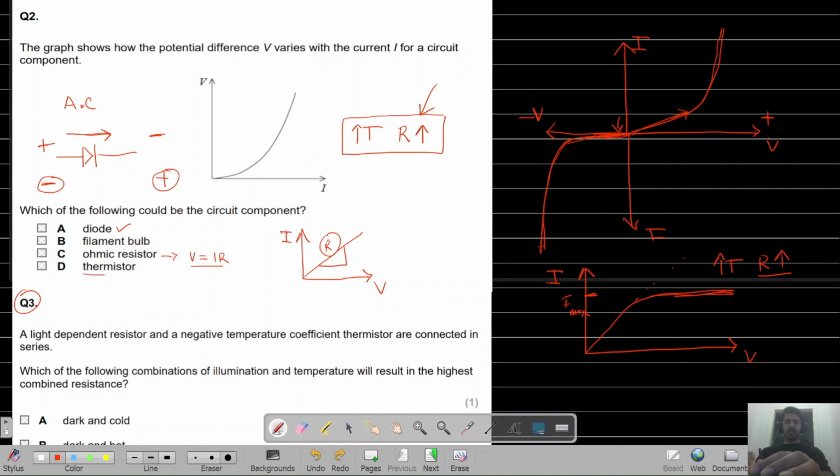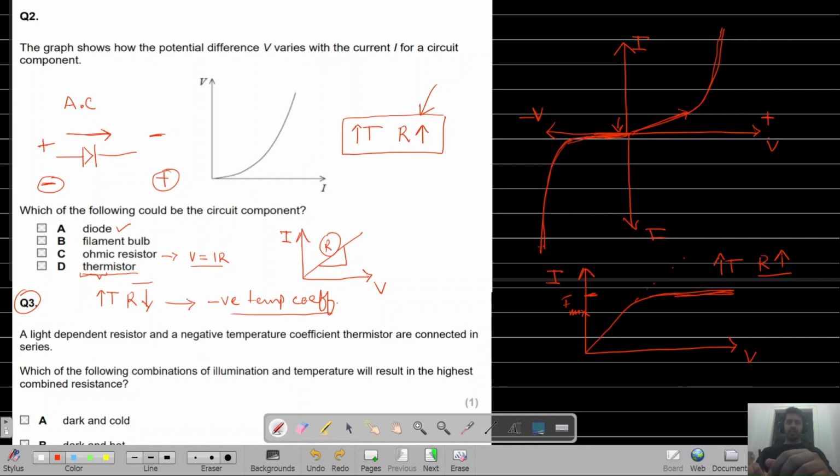Now the last one, the thermistor. This is a temperature dependent resistor, and you should always remember that if it is not mentioned otherwise, you should assume that the thermistor is a negative temperature coefficient thermistor. So what does it mean to have a negative temperature coefficient? It means that if you increase the temperature, the resistance actually decreases.